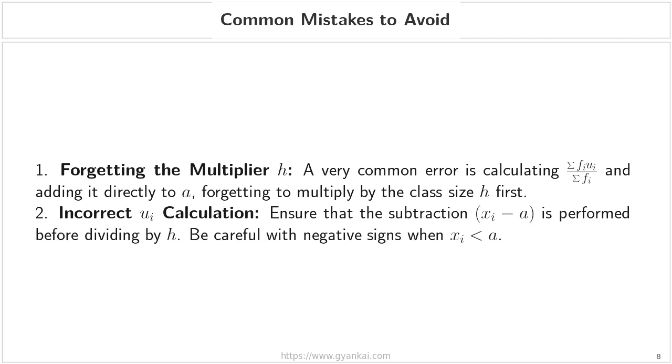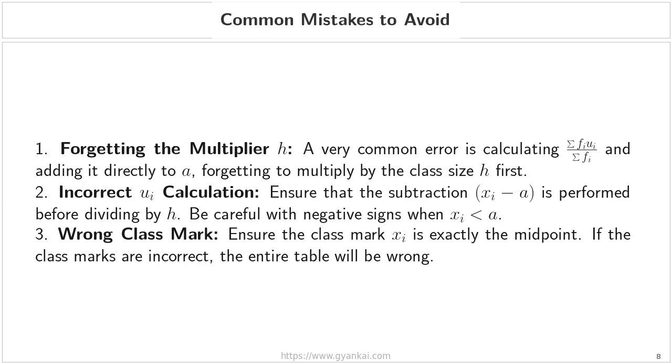Second, be very careful with your calculation of u sub i. This is the step in our step deviation method. You must perform the subtraction of the assumed mean from the class mark, which is x sub i minus a, and only then divide that result by the class size, h. Also, pay close attention to your negative signs. When the class mark is smaller than your assumed mean, your u sub i will be negative. A single sign error here will cascade through your entire table.